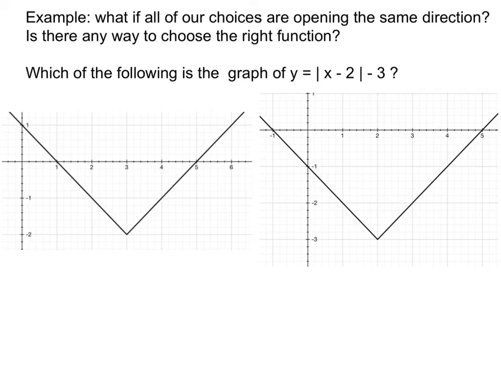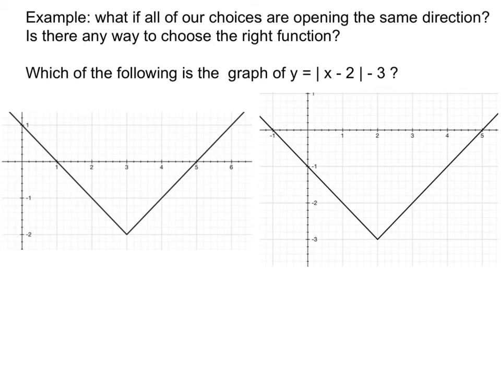I did have one more interesting question, and I wanted to put this in here because you guys know we're sort of in the habit of asking interesting questions on quizzes and tests, and so this is worth considering, right? What happens if we have two functions and they're both opening the same direction? I can't just rely on, this is a positive absolute value graph, and oh no, these are both positive absolute value graphs. Like, how can you tell which one's the right one? And you might pause the video and think about that for 30 seconds. Like, how could you figure out which one of these is the right graph?